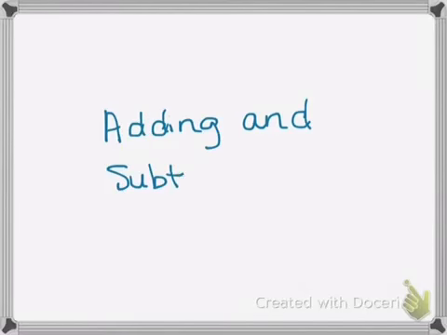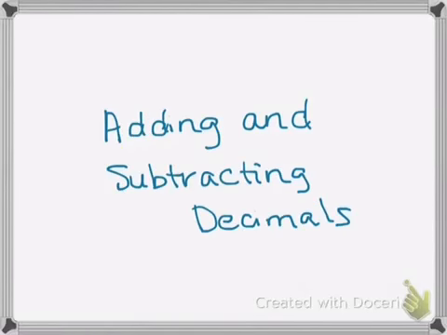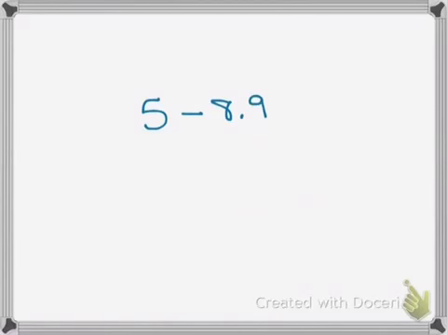This lesson is going to talk you through how to add and subtract decimal numbers. We'll start with 5 minus 8 and 9/10. We're going to change all subtraction to adding the opposite. So it will be 5 plus negative 8 and 9/10.